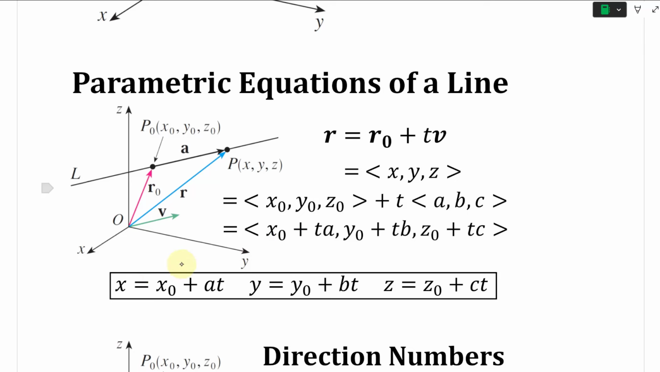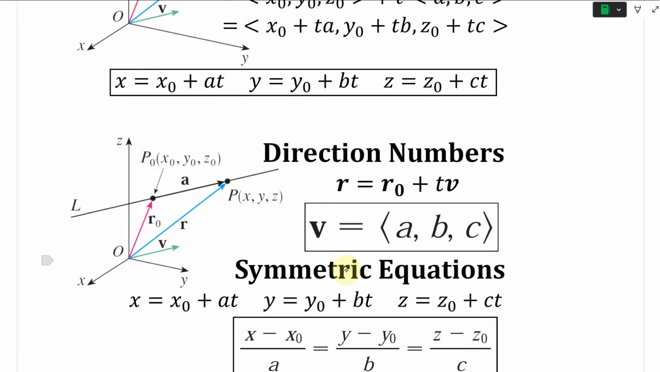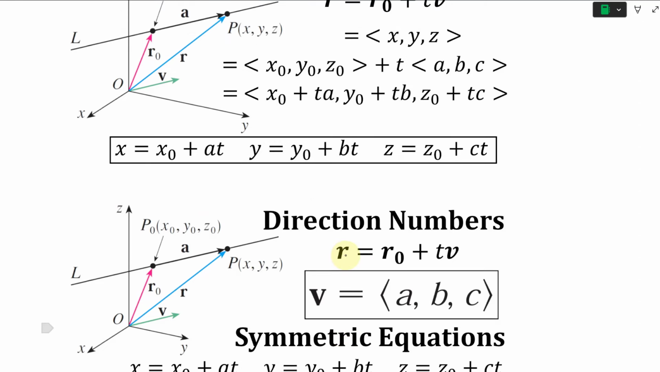So you'll have the x component is equal to x naught plus at, then y is equal to y naught plus bt, z equals z naught plus ct, and these are the parametric equations of a line. Epic stuff. And then lastly, the symmetric equations, again, starting with the vector equation r equals r naught plus tv.